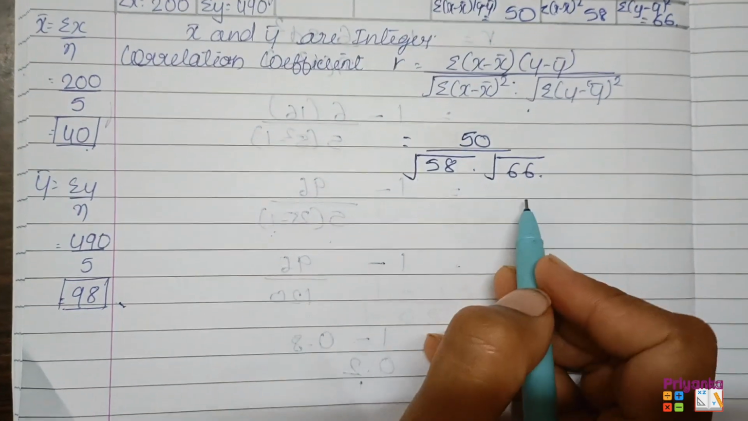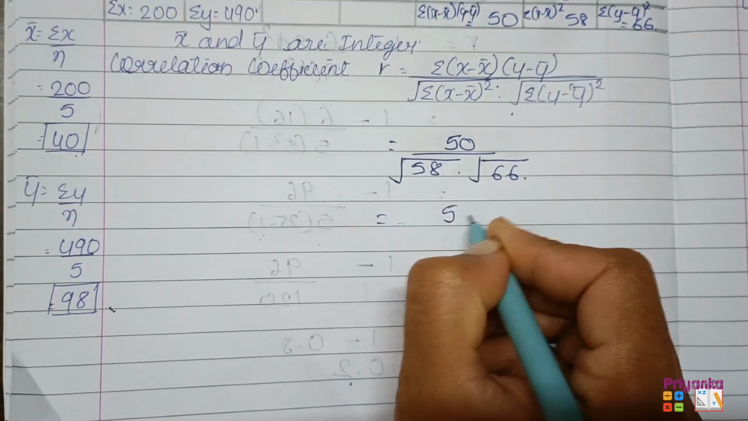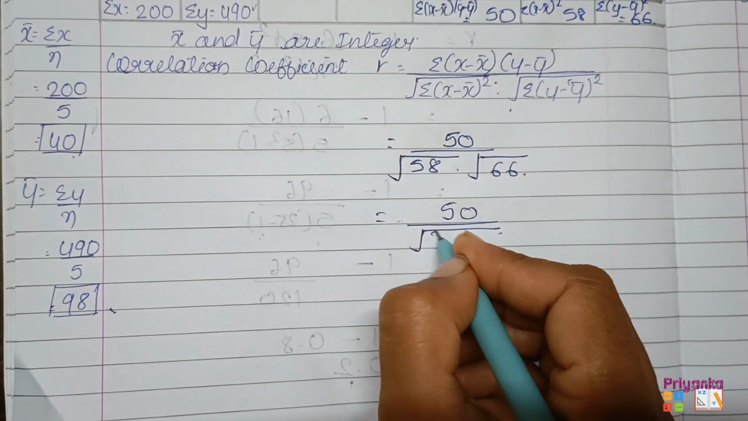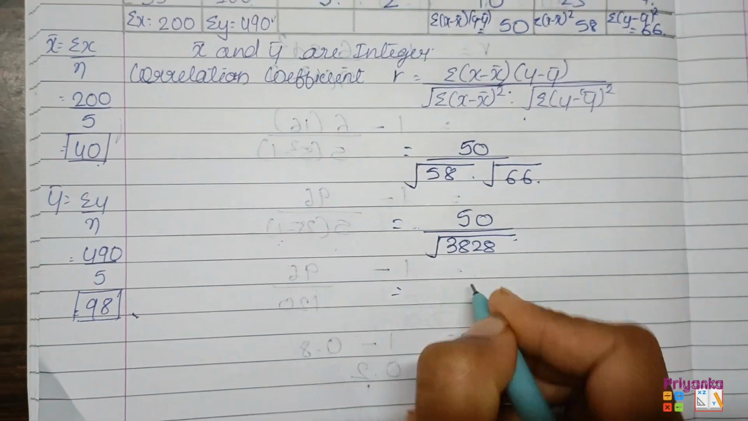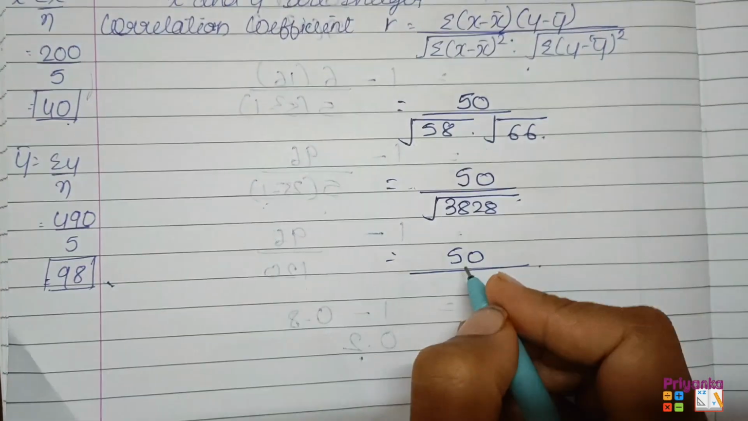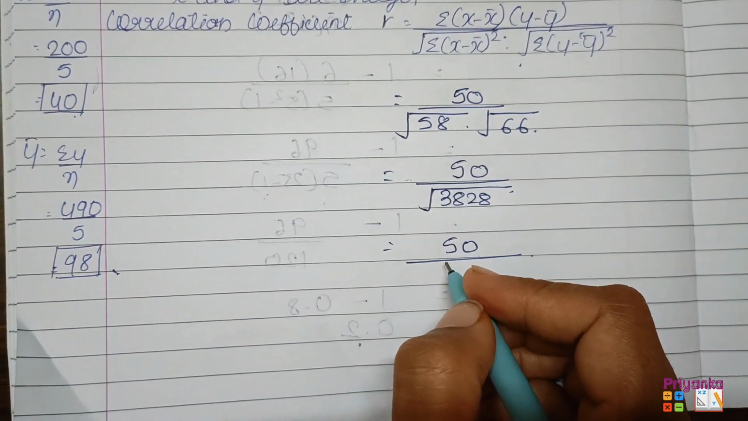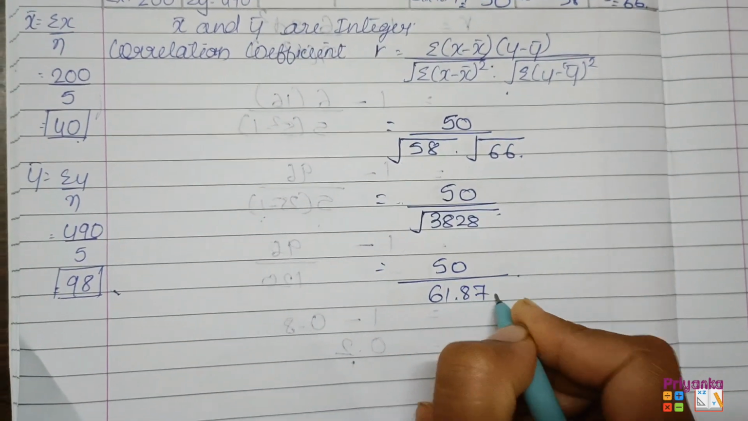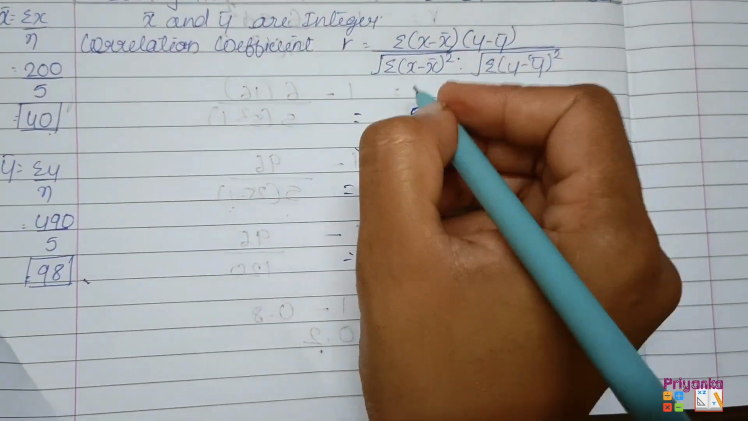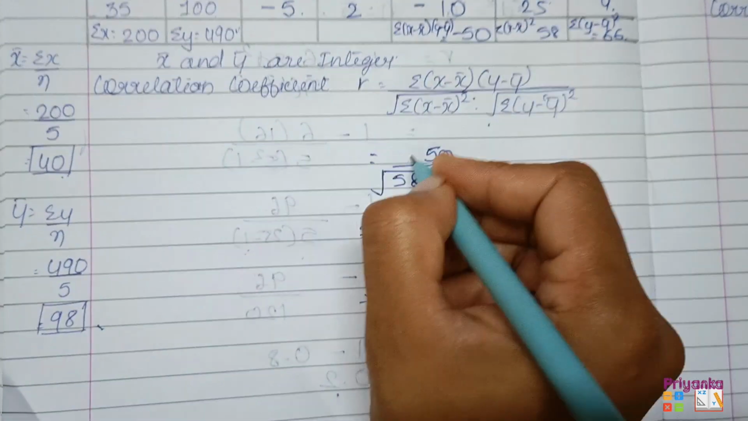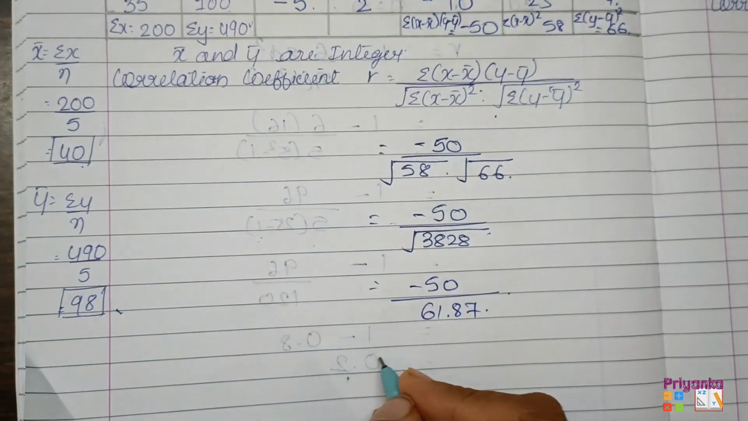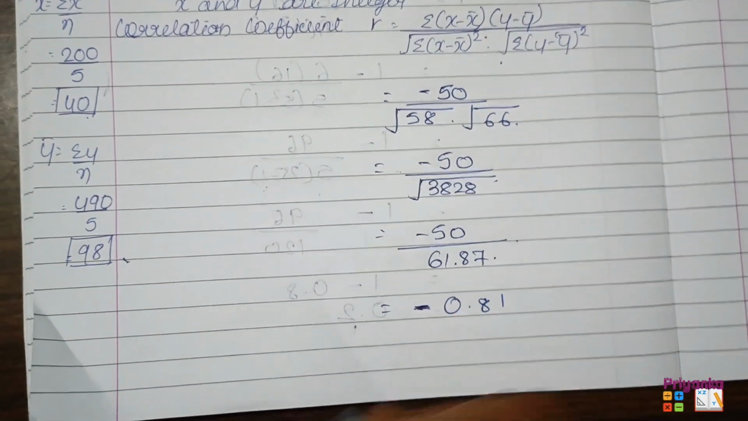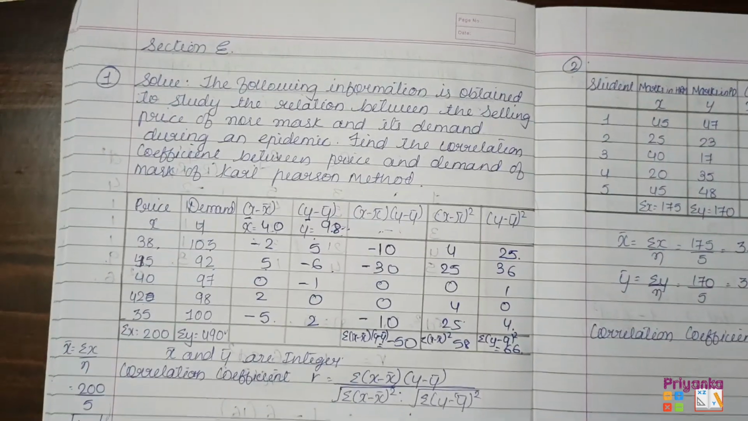First of all, multiply 58 and 66 and keep under root, that is 3828. Remove the root of this, that is 61.87. Yeah, the answer of this we got in minus. So the calculation will come with the answer in minus. This is how you have to complete the first one.